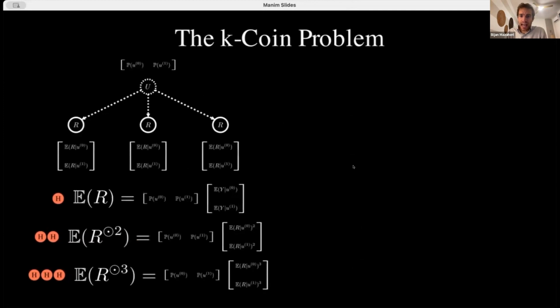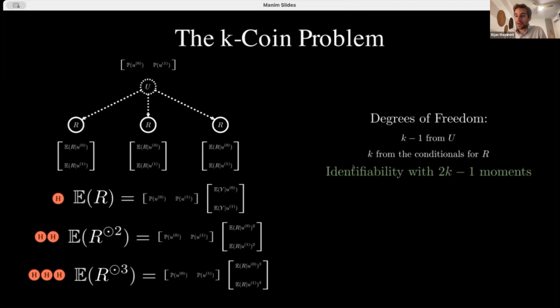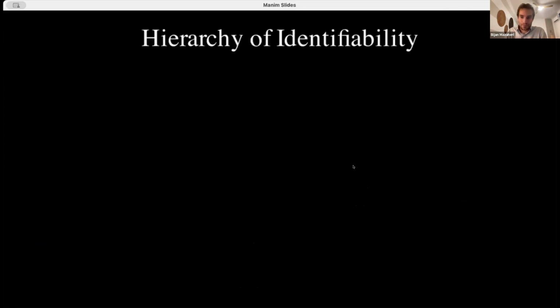And you can count the degrees of freedom here. I have k minus 1 from the distribution on U, because there are k parameters, but they need to sum to 1. And then I have k from the vector of conditionals. So it turns out once I get 2k minus 1 of these moments, which in the k equals 2 case is 3, I can recover my mixture. So that solves the problem. This is method of moments, but I'm only focusing on the parameters I'm looking to recover.